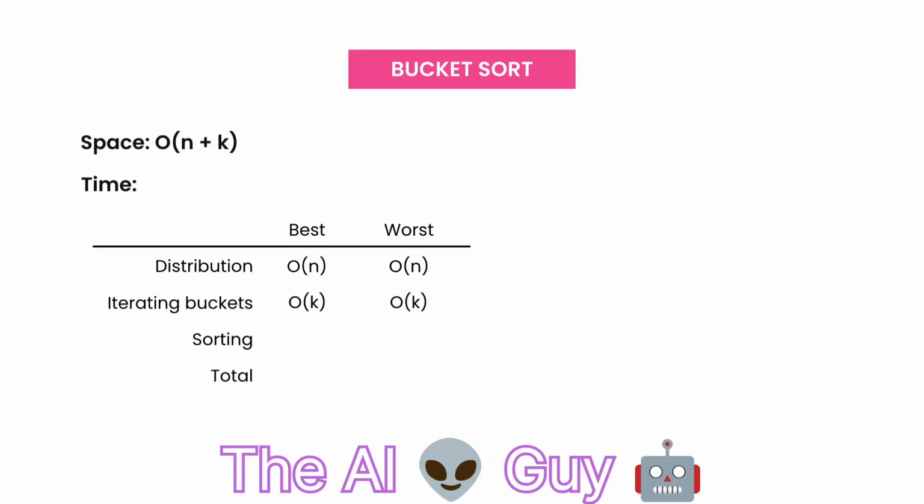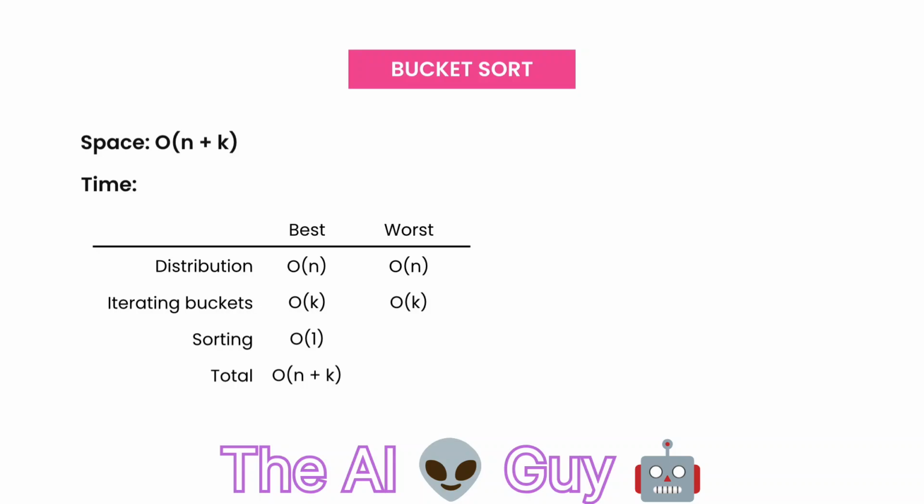What about sorting? Well, we should consider the best and worst case scenarios. In the best case scenario, in each bucket we have a single item. In this case, sorting will be an O of 1 operation, but that would be at the cost of allocating so much more space. So in the best case scenario, the time complexity of bucket sort is O of n plus k. If k equals n, the time complexity will be O of 2n, which we can simplify to O of n. So that's linear time.